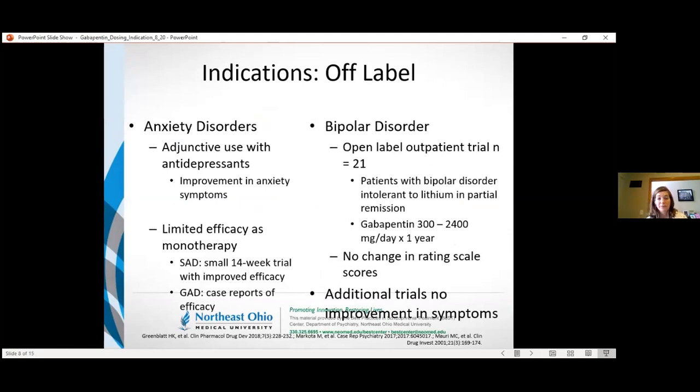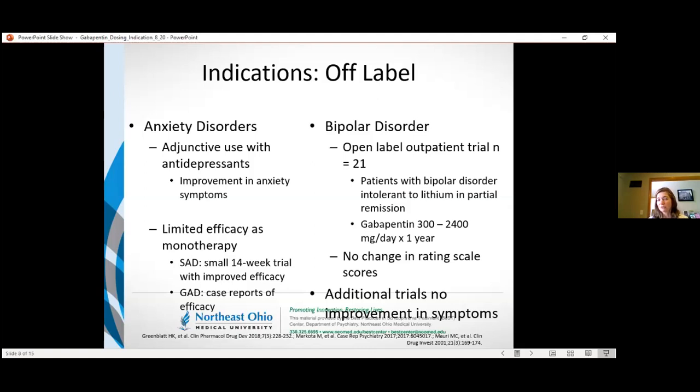Gabapentin has been used quite a bit for anxiety disorders. I don't want to say a moderate amount of evidence, but there is evidence that shows that gabapentin used adjunctively with antidepressants can improve anxiety symptoms. And it can also improve anxiety symptoms in conditions, not just generalized anxiety disorder, but also in more difficult to treat anxiety disorders like obsessive compulsive disorder. So when it's used in combination, it looks like it may have a good boost for some of those patients.